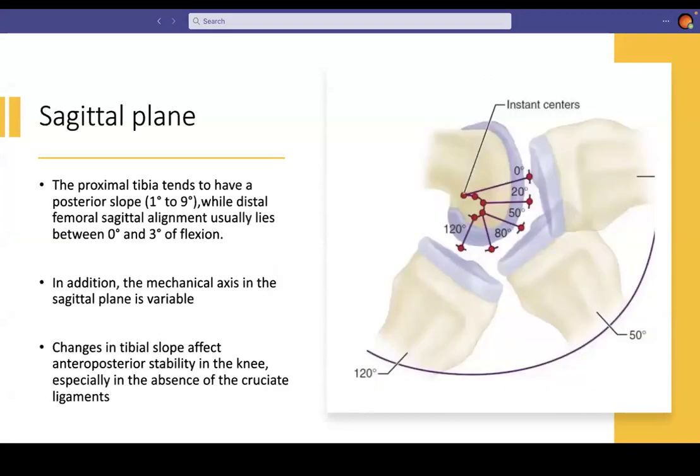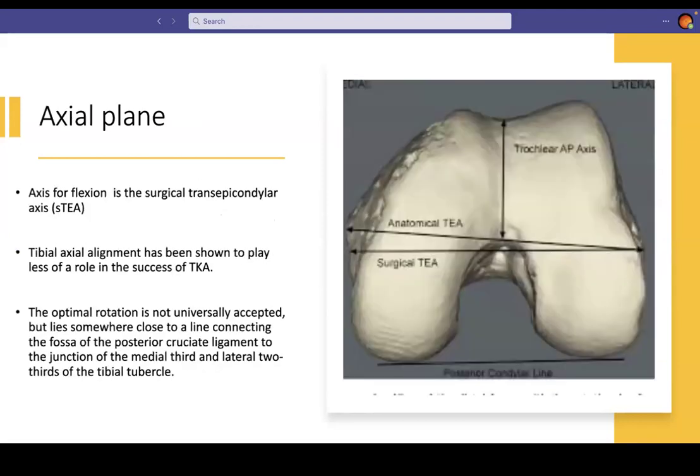In the sagittal plane, the proximal tibia has a tibial slope ranging from 1 to 9, while distal femoral sagittal alignment usually lies between 0 and 3 degrees of flexion. In addition, all of us know that the mechanical axis in the sagittal plane is variable and follows a J curve. One point that has been noted is that in the absence of ACL and PCL, any change in tibial slope can affect the anteroposterior stability of the knee.